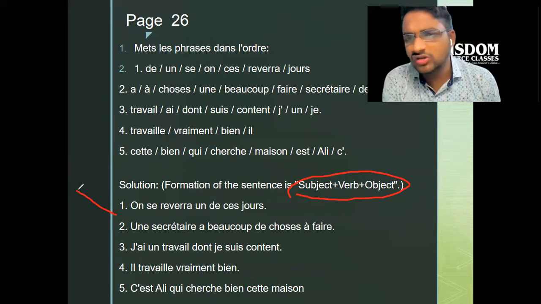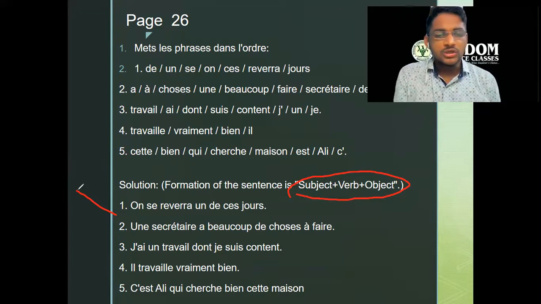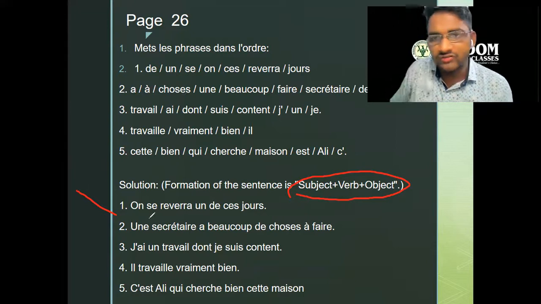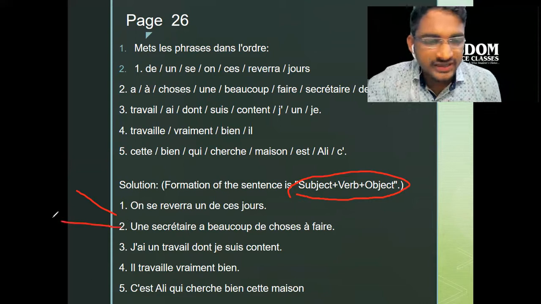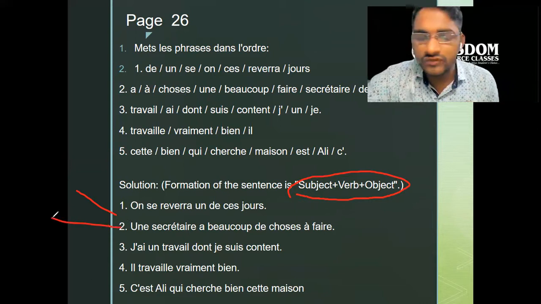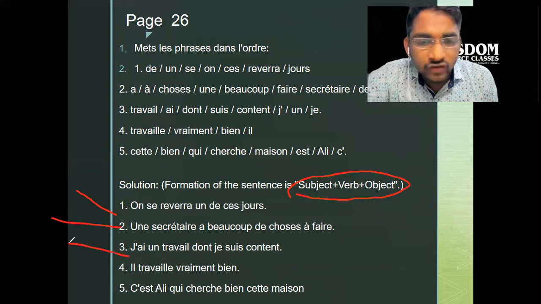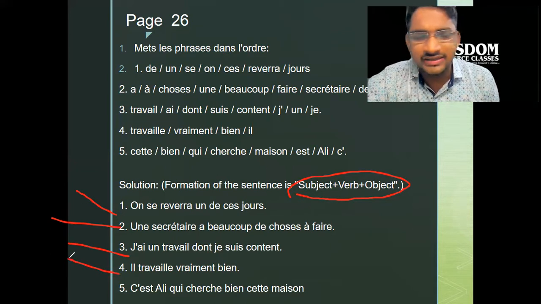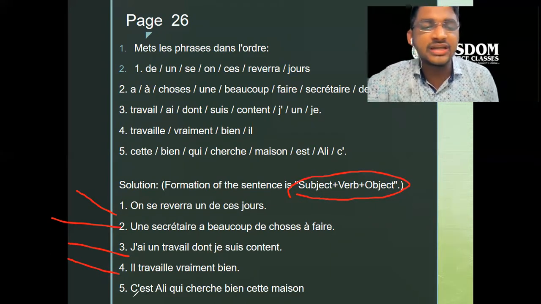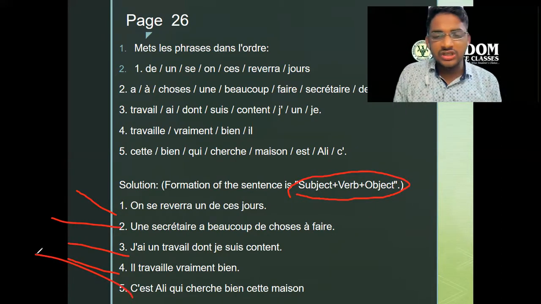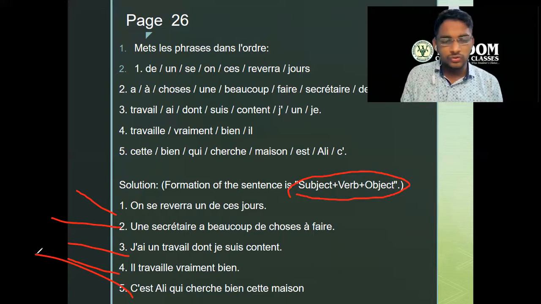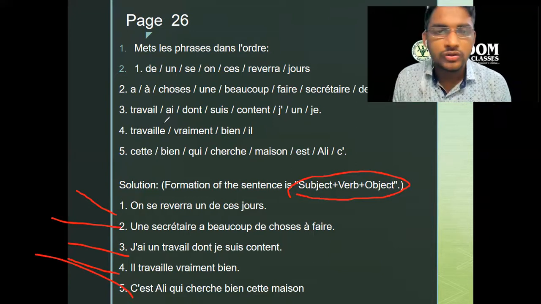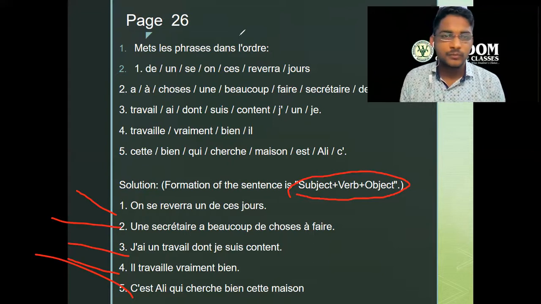The English translation will surely help you out. So we will see each other one of these days. A secretary has a lot of things to do. I have a work of which I am happy. J'ai un travail dont je suis content. I'm happy. Il travaille. He works really nicely. And finally, this is Ali, who is searching for this house. Who's looking for this house?